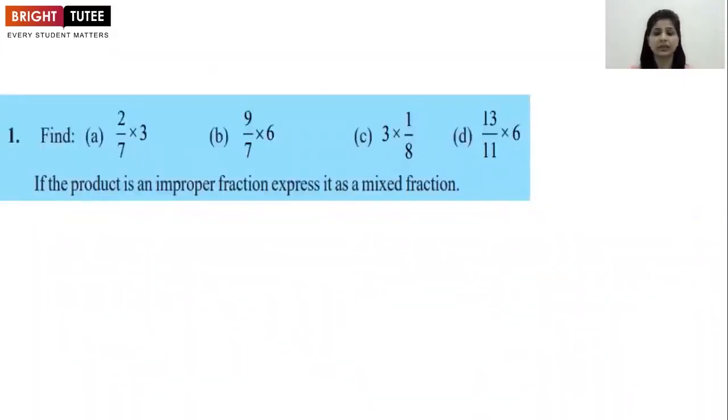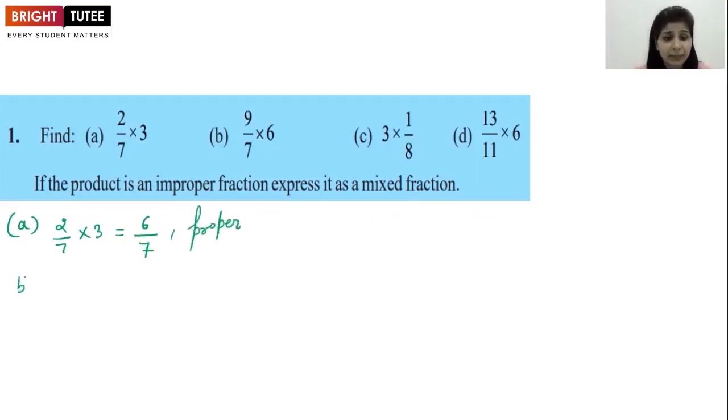Okay, so let us solve this. They're saying we have to multiply these, and if we get the answer as an improper one, then we have to express it as a mixed fraction. That we know how to do. Let's practice this one. In the first part, it is 2 upon 7 into 3. So I'll multiply 2 with 3, that is 6, and the denominator will be kept the same. Is this a proper or improper fraction? Think about it, the numerator is smaller than the denominator in this case. So it is a proper fraction.